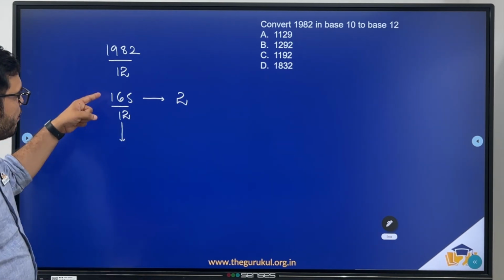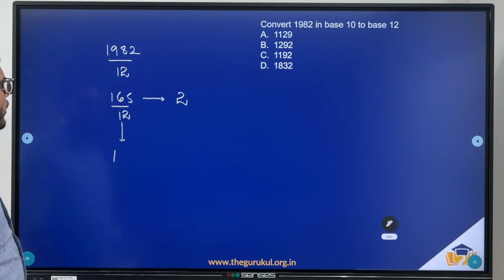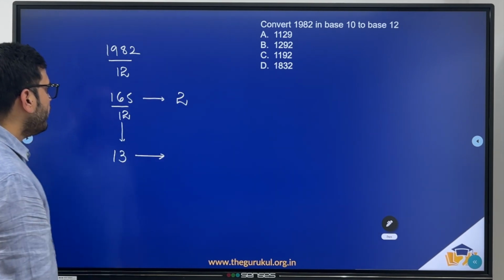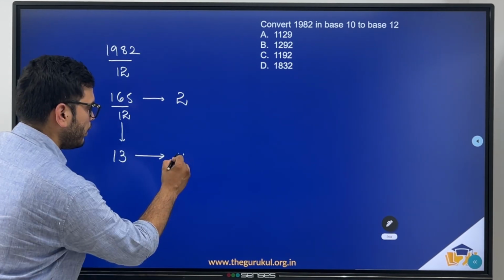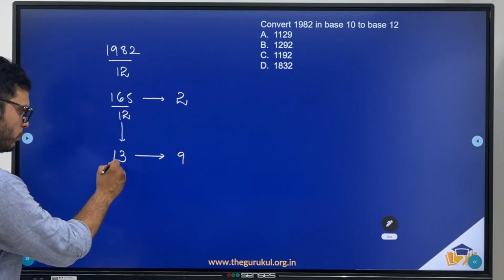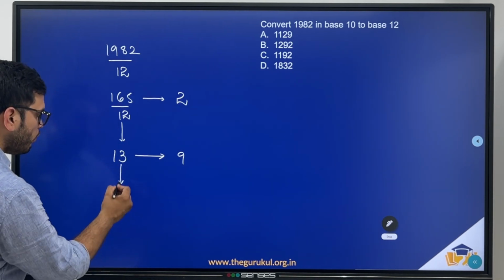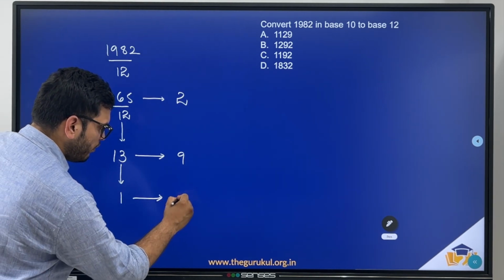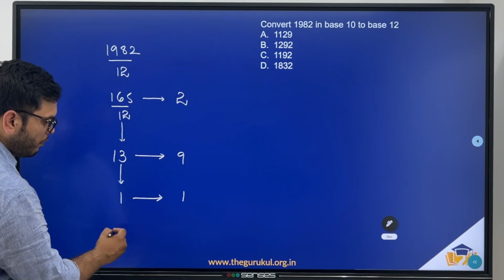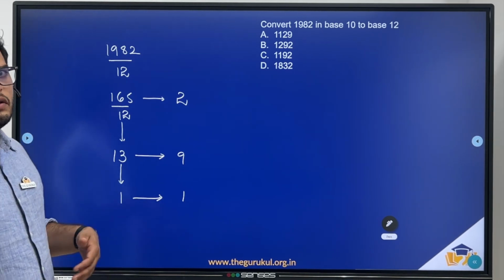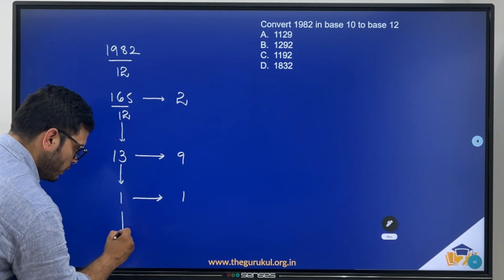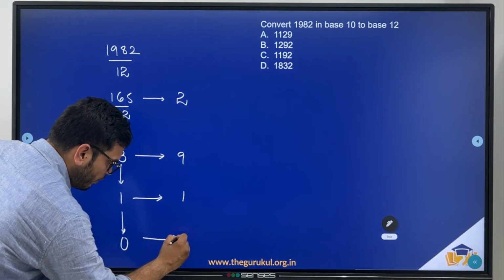Right, so this will be 13, since 12 times 13 is 156. And what is the remainder? 9, right? Now divide 13 with 12. The quotient is 1 and the remainder is 1, right? Now you have to do this until and unless the quotient becomes 0, right? So 1 divided by 12, the quotient is 0 and the remainder is 1.